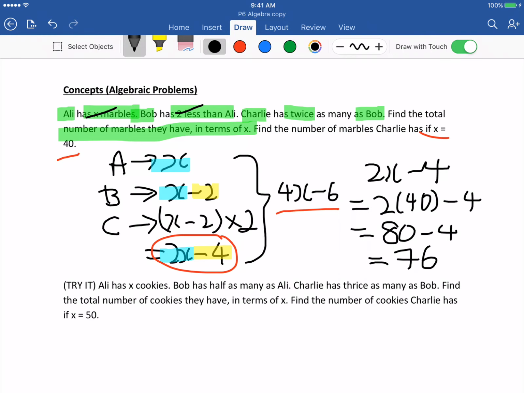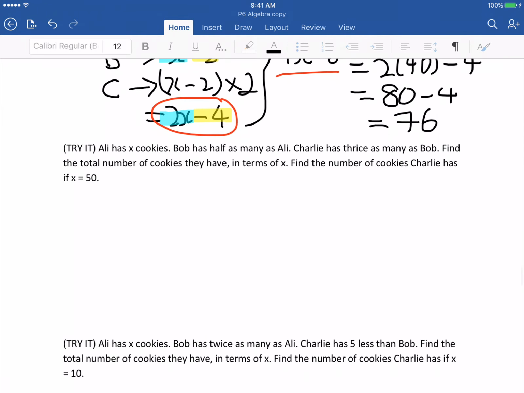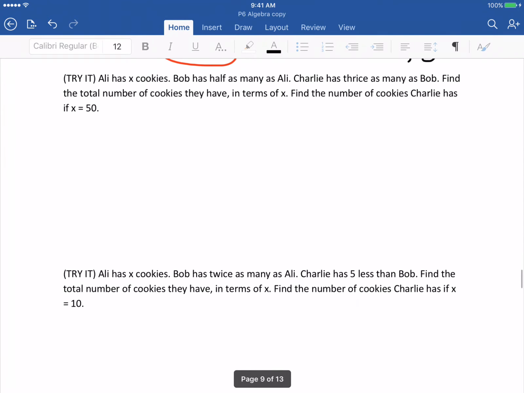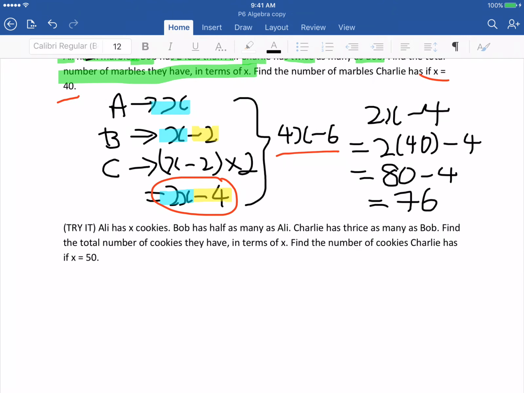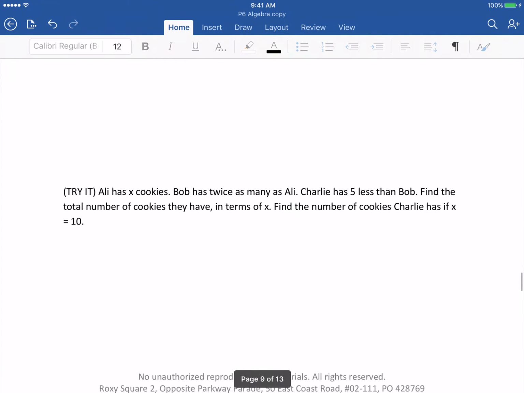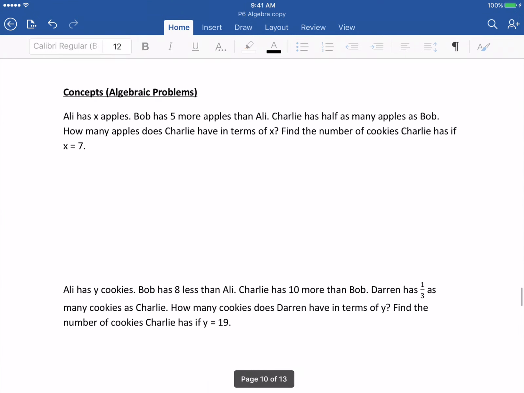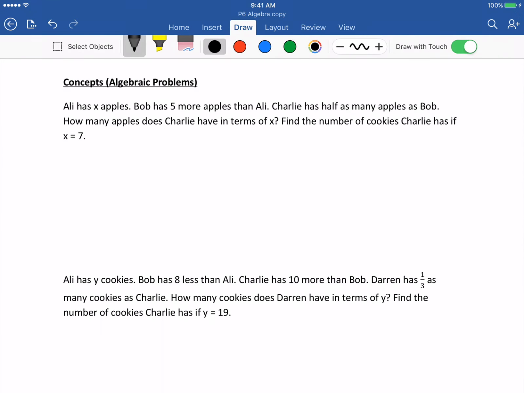Okay? So the next two are try-it questions. So what you need to do is go and try it yourself. How you're going to approach it is the same as before. Go and list it out one by one and do it. Okay, the next one, we have some more. Let's just try again.